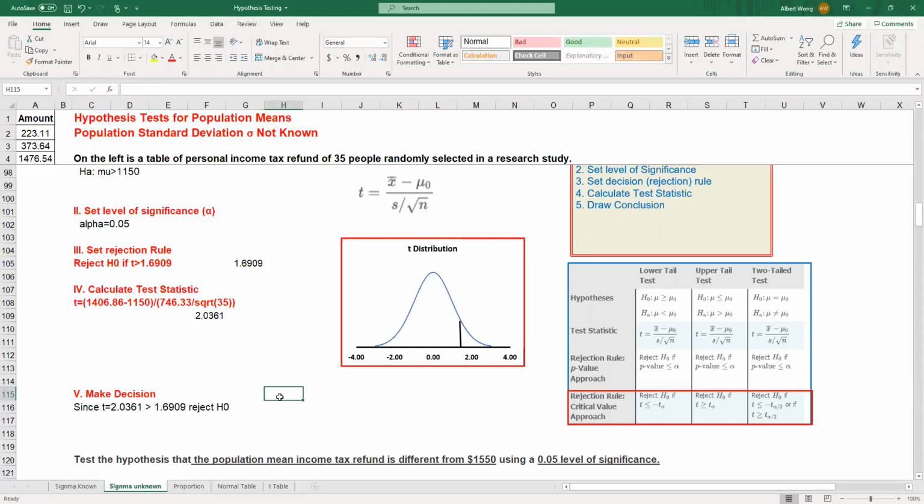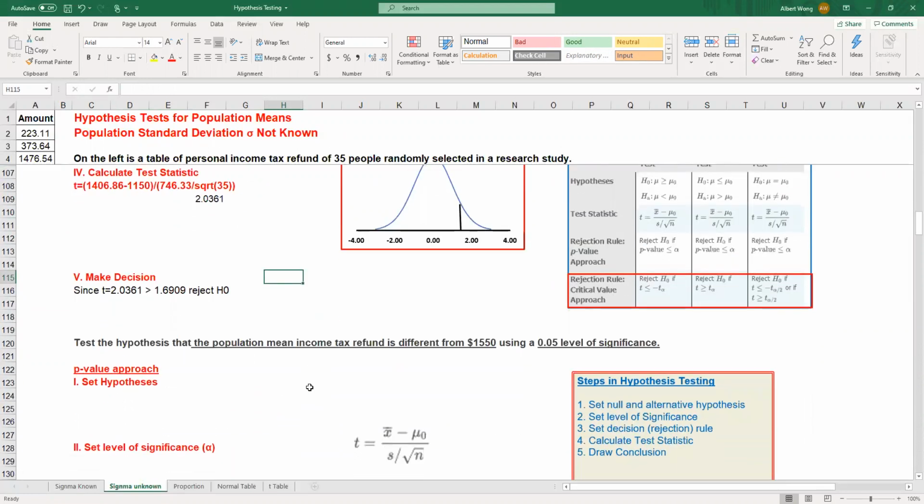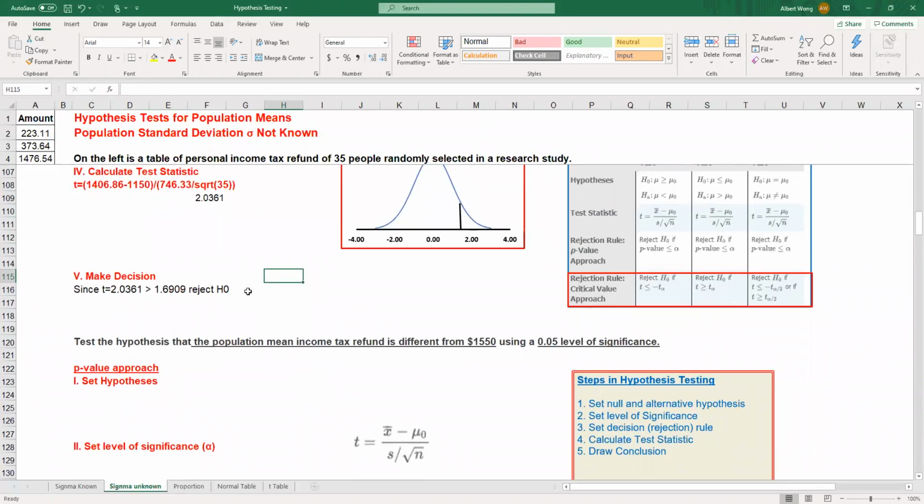So this is the upper tail test. And the approach is exactly the same as before, right? So now you get a sense of how we do it in either the p-value approach or the critical value approach. So let's finish it off by looking at the third case where it's different, right?